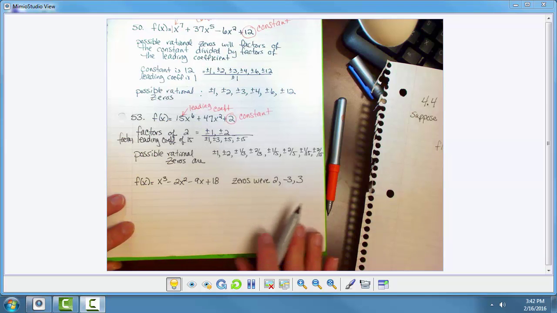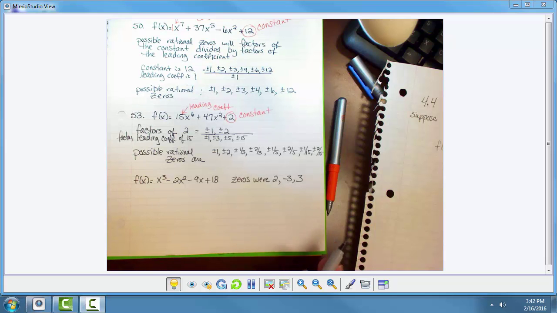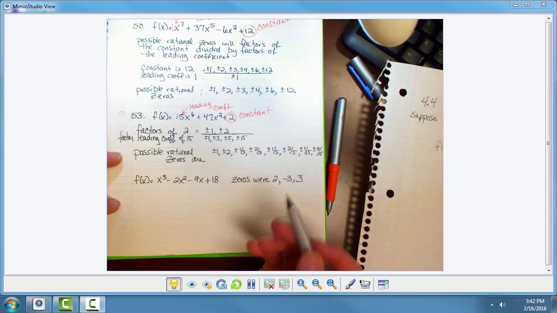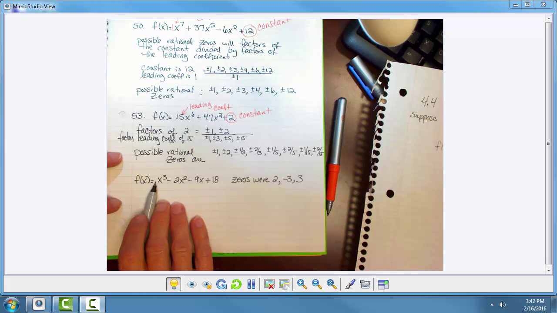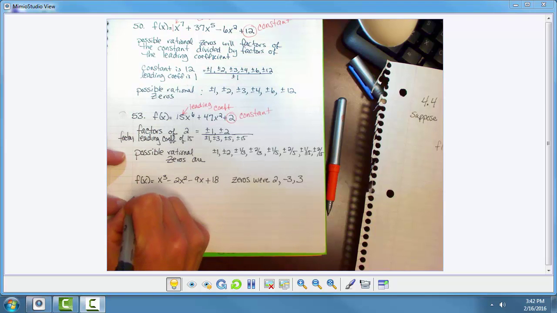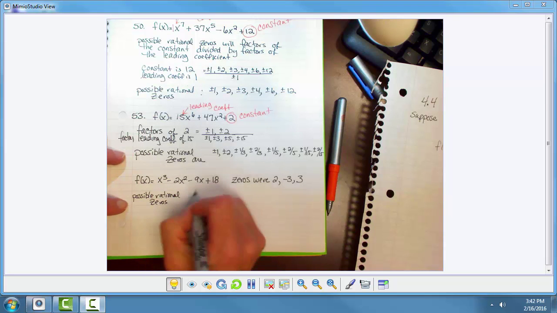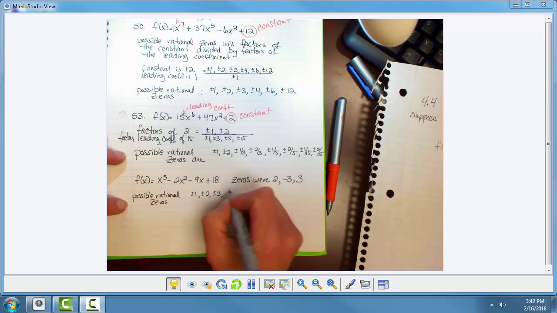Well, let's look at the possible rational zeros. According to the rational root theorem, the possible rational zeros are going to be factors of 18 divided by factors of 1. So that would be factors of 18. Well, you can have 1 and 18, 2 and 9, 3 and 6, and I do believe that's it.